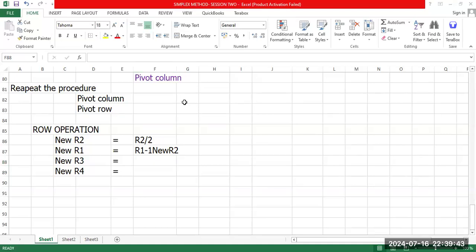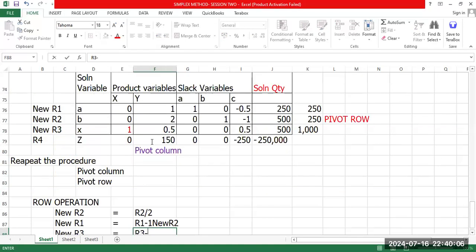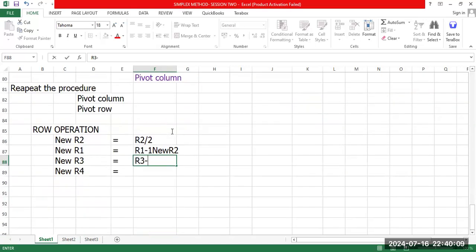Debbie. New row 3 is row 3 minus 0.5 times new row 2. Minus 0.5, correct. New row 2, correct. Then last person, gentleman.